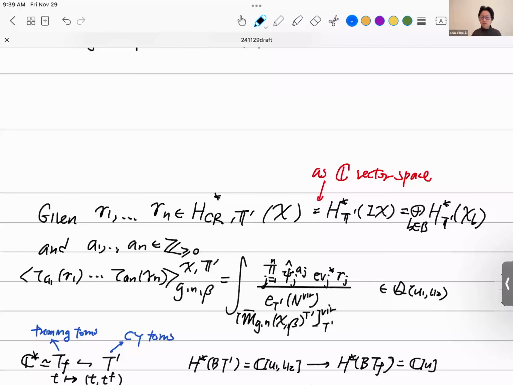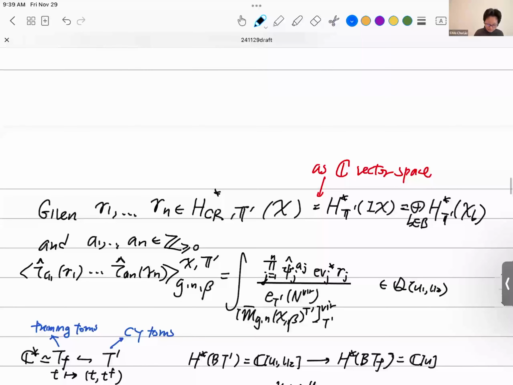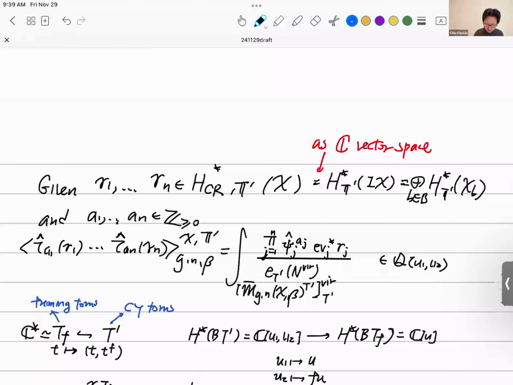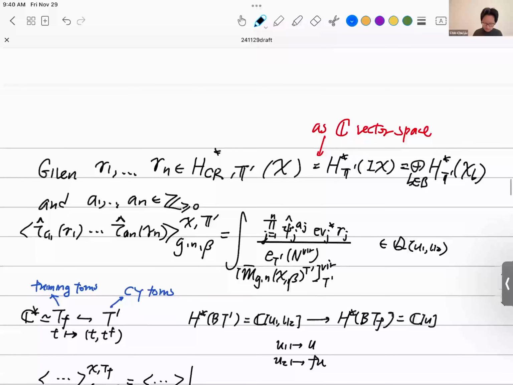And to define descendants, we take gamma 1 to gamma n in this T equivariant Chen-Ruan cohomology, and we take a1 to an, which are non-negative integers. Since it's defined by psi hat, let me put tau hat. We define it by this localization formula. So it's in general some rational function in the equivariant parameters u1 and u2.